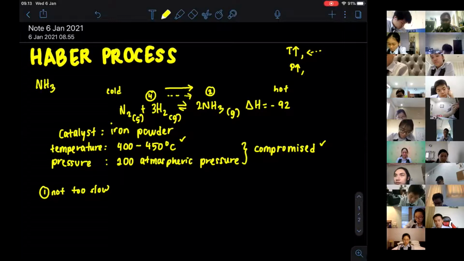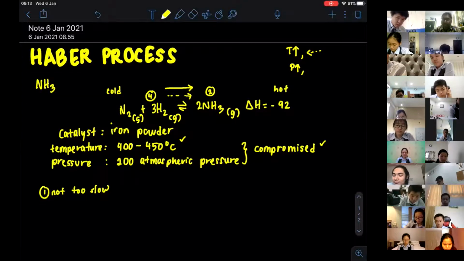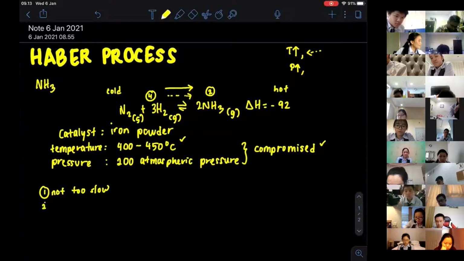Why don't we use 1200 atmospheric pressure instead of 200? That will be the question. That is actually due to compromise condition. Kenneth, you were saying something. Why we don't use that? Is it because it's too expensive?